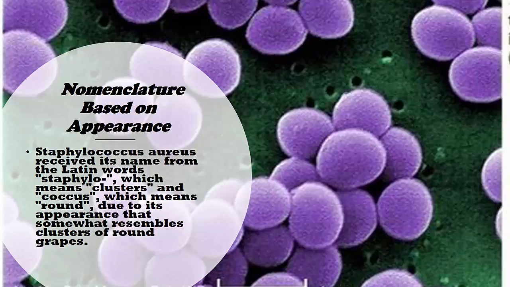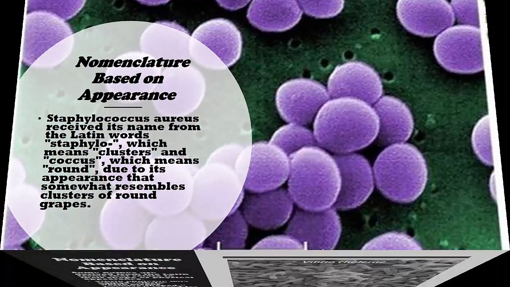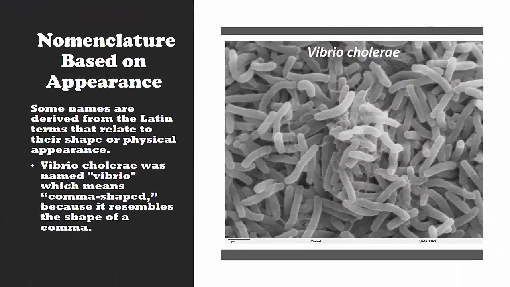Sometimes these archaea or bacteria are named according to their appearance. For example, Staphylococcus aureus received its name from the Latin words staphylo, which means clusters, and coccus, round, due to its round shape. It somewhat resembles a cluster of grapes. Some names are derived from the Latin terms that relate to their shape or physical appearance. For example, Vibrio cholera was named Vibrio, meaning comma-shaped, because it kind of looks like a comma.